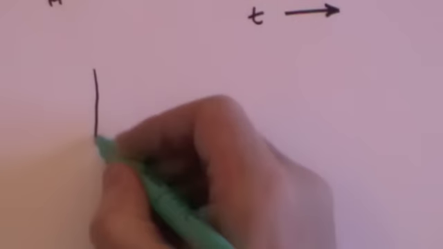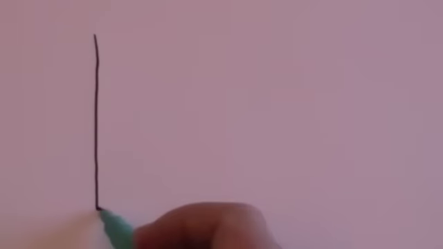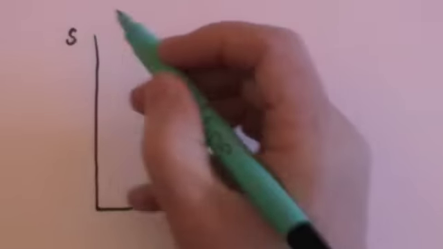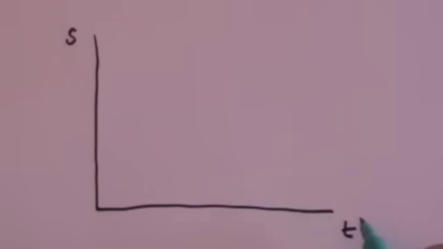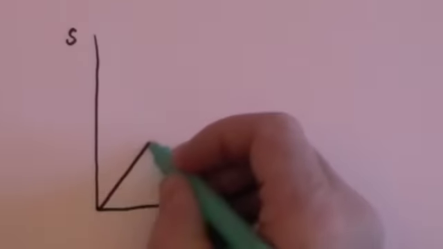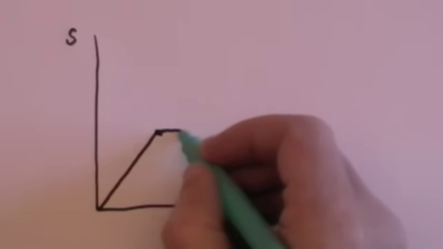So let's look at another distance-time chart where we've got different things going on, and we'll try and work out what those things are. So once again, this is the distance and this is the time. And let me just first draw the chart, and then we'll show what it is.